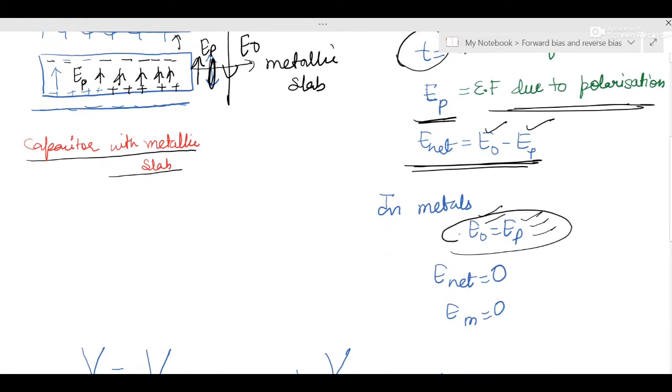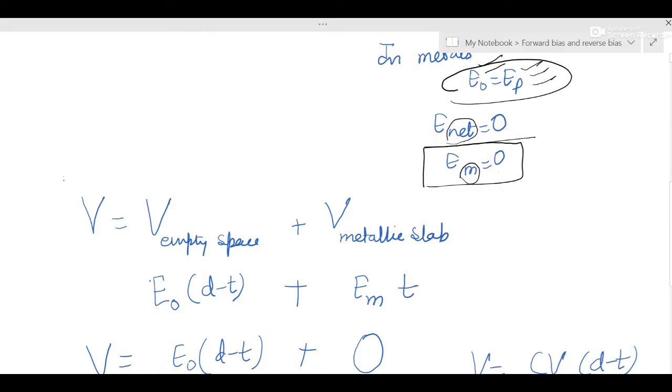So you can substitute here. E net will come as 0. Net electric field inside the metallic slab, E medium, is 0. Again using the same thing, net potential difference will be sum of potential difference in the two regions. One is empty space, one is metallic slab. Net potential will be sum of potential in the empty space and potential in the metallic slab.